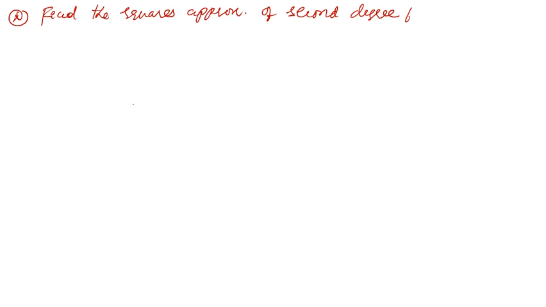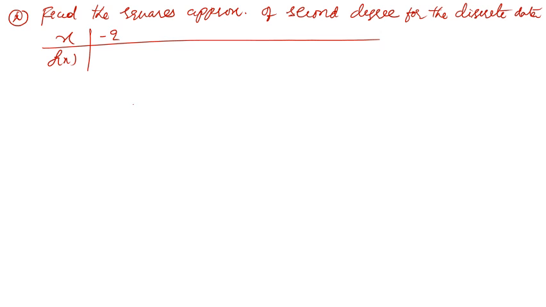Now next problem. Find the least square approximation of second degree for the discrete data. For the discrete data x versus f of x: -2, -1, 0, 1, 2 and 15, 1, 1, 3, 19. Okay, solution.